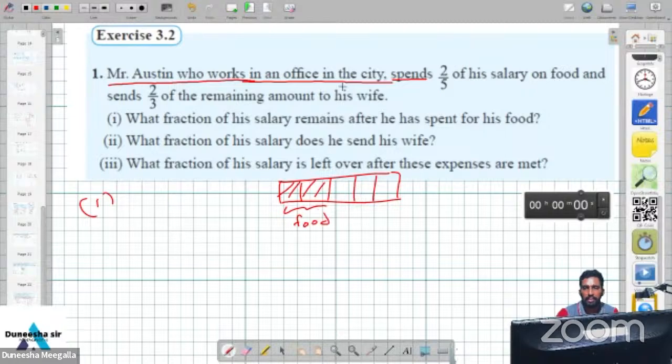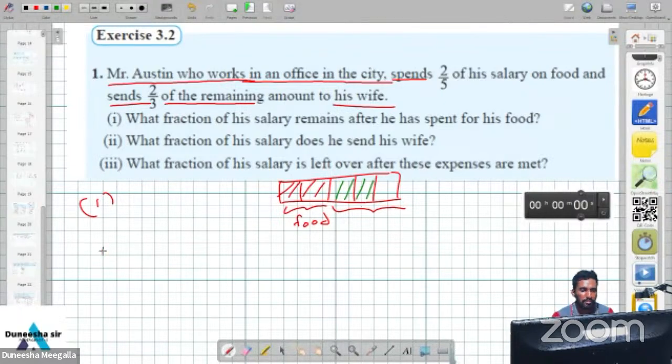And the remaining, the same 2/3 of the remaining. Okay, of the remaining, 2/3 of the remaining goes to his wife. Okay, then it's 2/3 of the remaining. How much is it? It's 2/5.